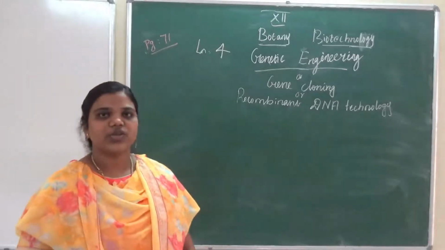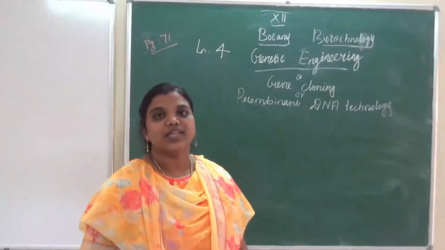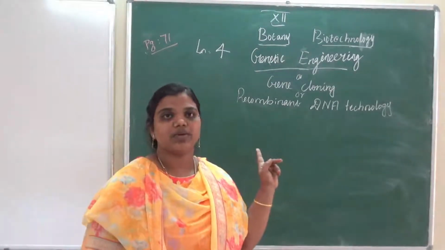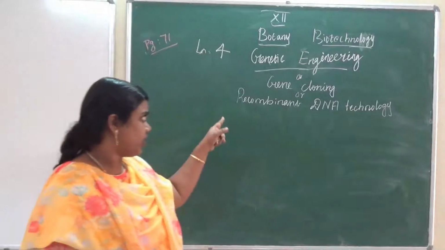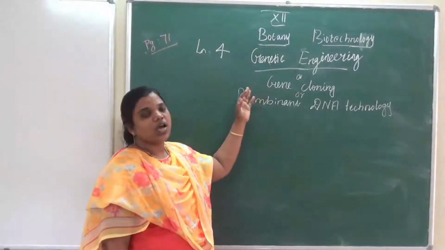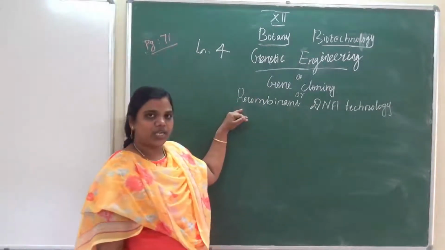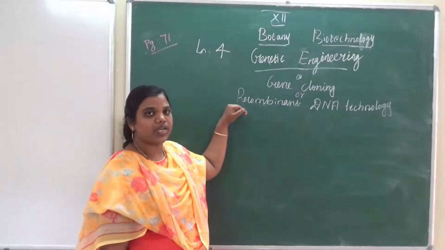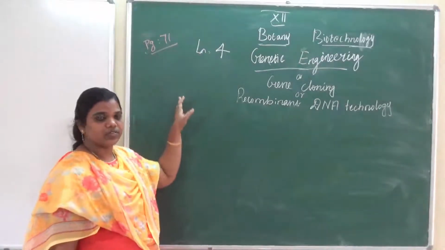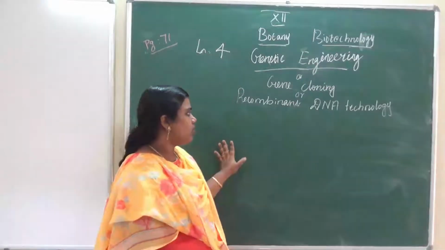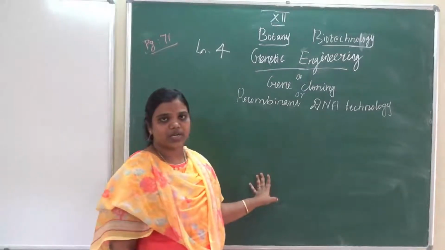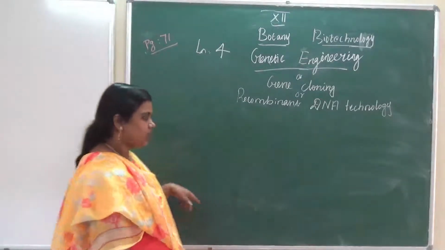Good morning students. Today I am going to teach the lesson topic genetic engineering, lesson number 4, biotechnology. Genetic engineering is also called gene cloning, and another name is recombinant DNA technology. This is on page number 71 in your textbook. I will explain the artificial methods used in recombinant DNA technology.